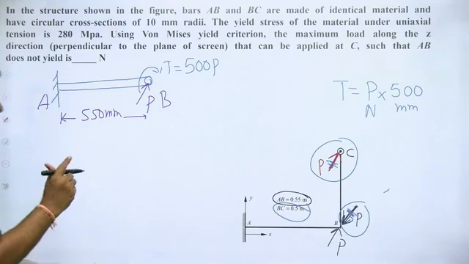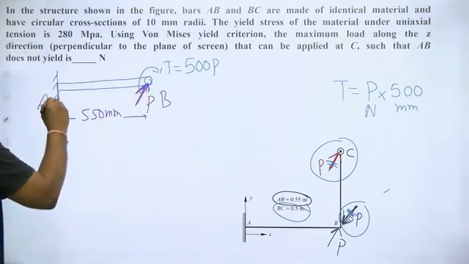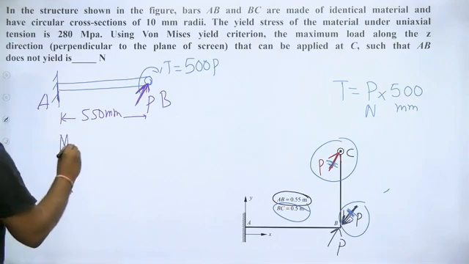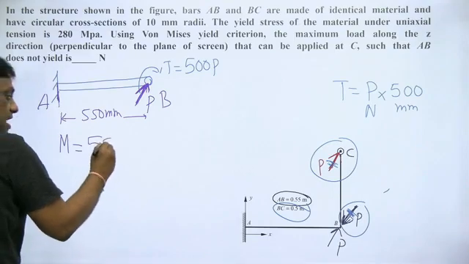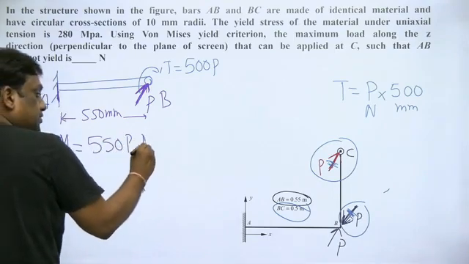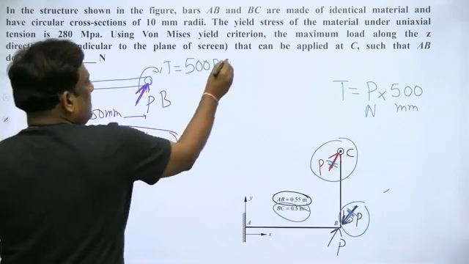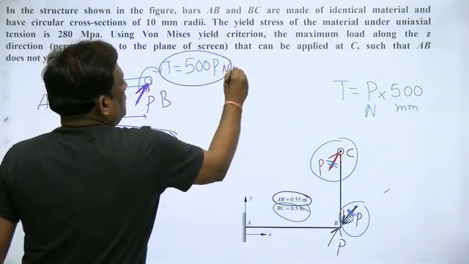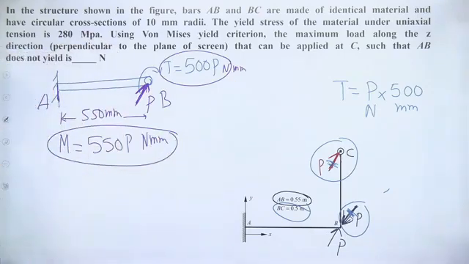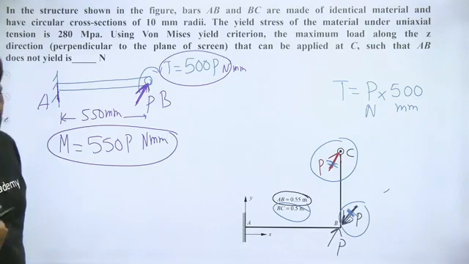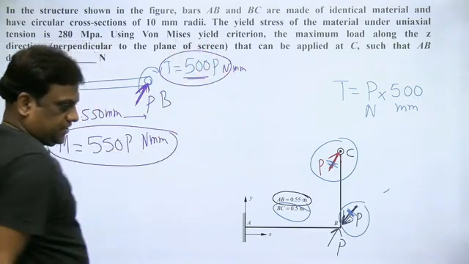And where is the bending moment maximum? At the fixed end. So the maximum bending moment is given by P into 550. So it will be 550 P and the unit is Newton mm. This is the magnitude of bending moment. This is the magnitude of torque. Both are in Newton mm. Because of the bending, there will be direct stresses, that is, bending stresses, which are nothing but normal stresses. And due to torque, there is a torsional shear stress.